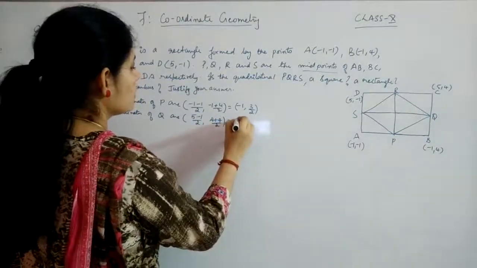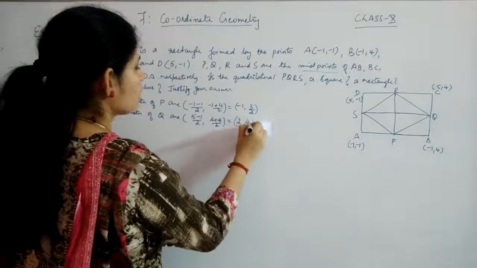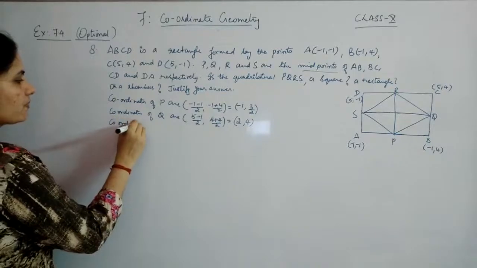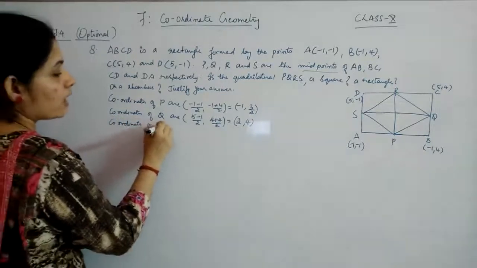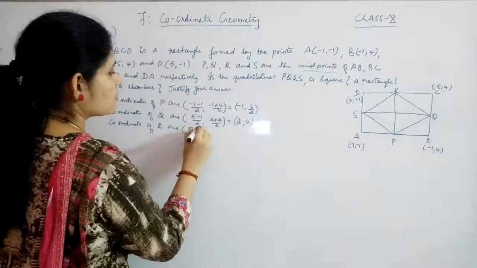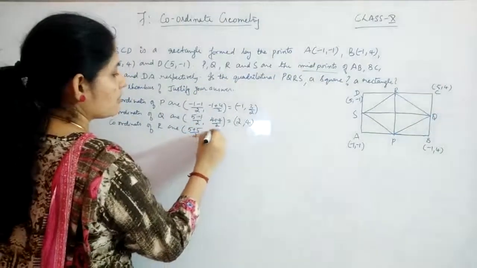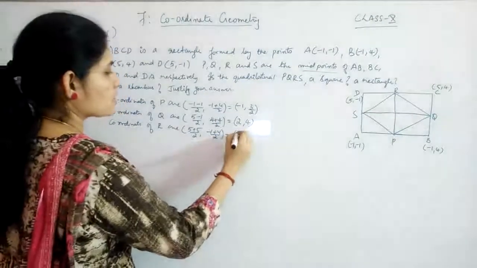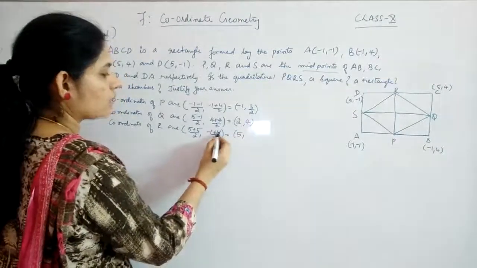So you will have 2 comma 4 as the coordinate of Q. Now the coordinate of R, what is that? 5 plus 5 by 2, comma -1 plus 4 by 2. This will give you 10 by 2, which is again 5, and here you will have 4 minus 1, 3 by 2.